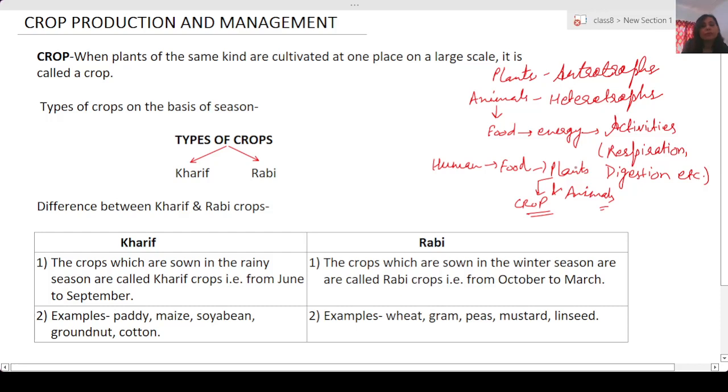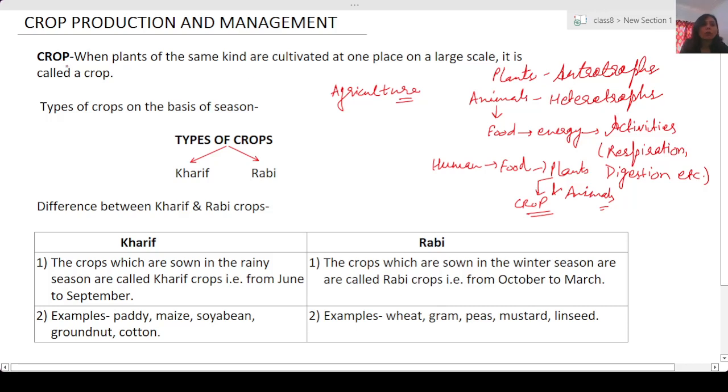But with time, they learned the technique of growing plants, that is agriculture. Okay, so they learned the technique of agriculture, and later on, they learned how to grow crops and the importance of the various kinds of crops. So now let's begin the chapter.